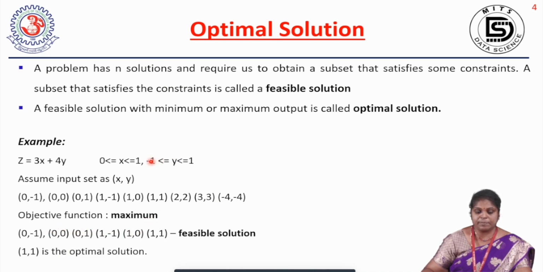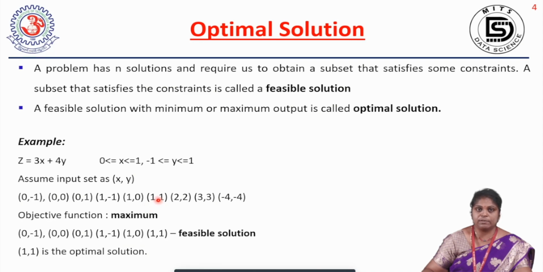And what is the optimal solution? The optimal solution is (1, 1). Why is (1, 1) the optimal solution? In the problem itself they have given the objective function. What is the objective function? It says whether the problem should get a maximum output or a minimum output. That maximum or minimum we call the objective function. So here the objective function is maximum.